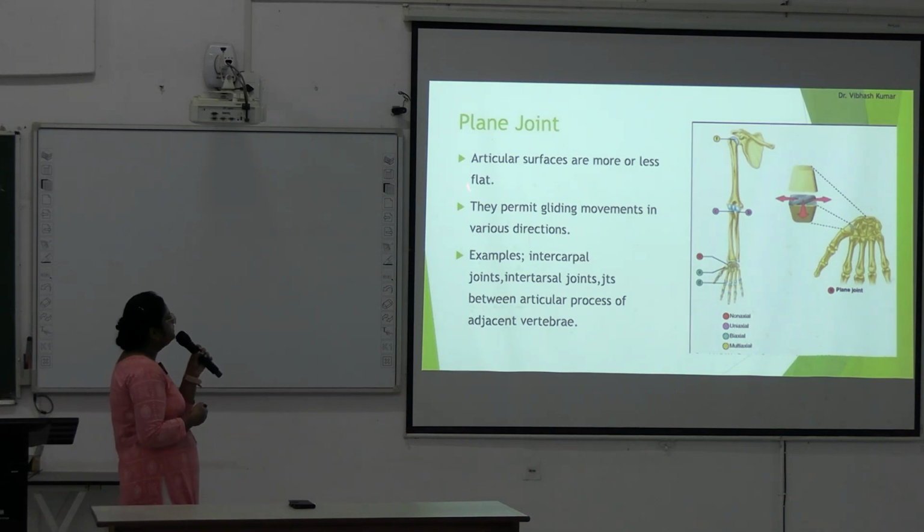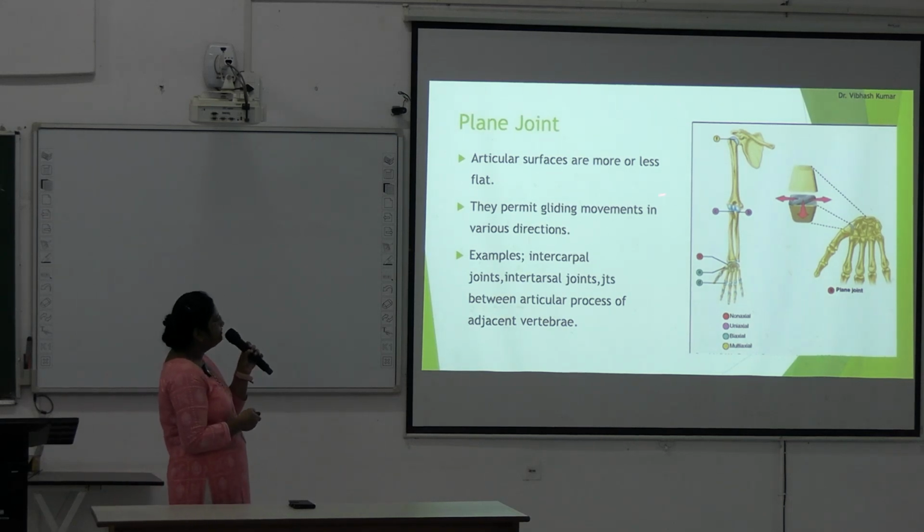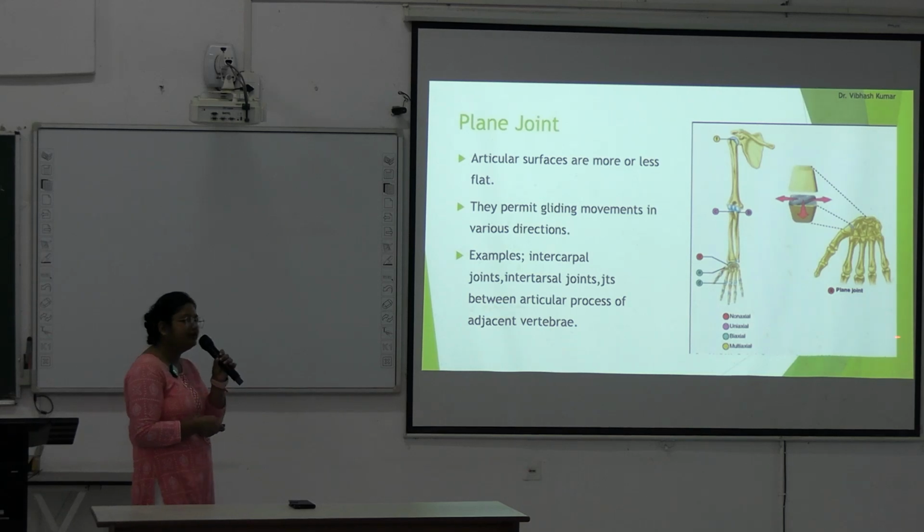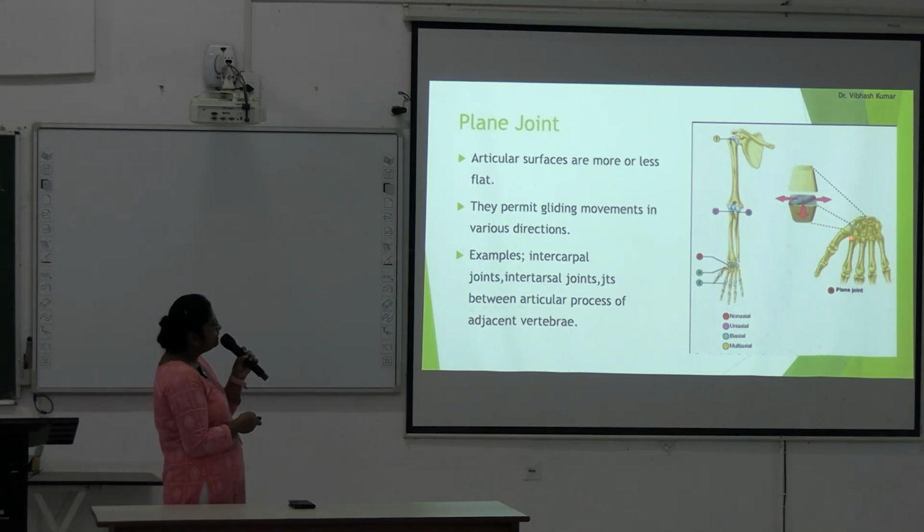In plain joint, articular surfaces are more or less flat, and they permit gliding movements in various directions. Examples are the intercarpal joints, intertarsal joints, and joints between articular processes of adjacent vertebrae. Here, these are the carpal bones of the hand. In between the carpal bones, the joints are plain joints. Also, the acromioclavicular joint we learnt yesterday is a plain type of synovial joint.